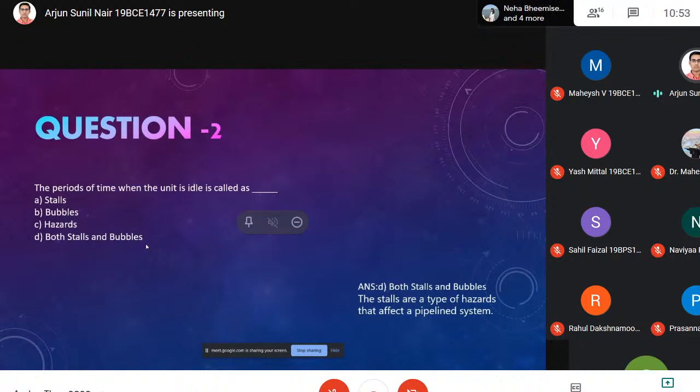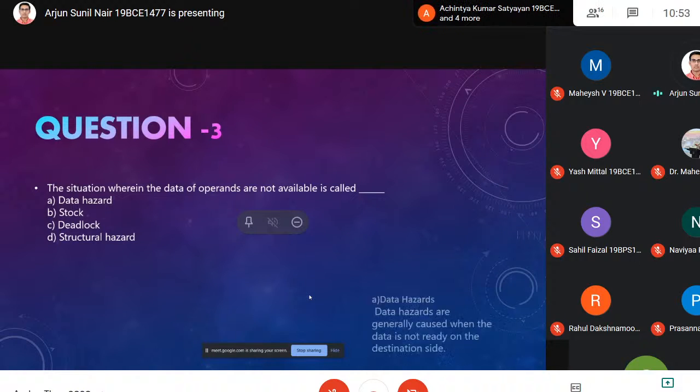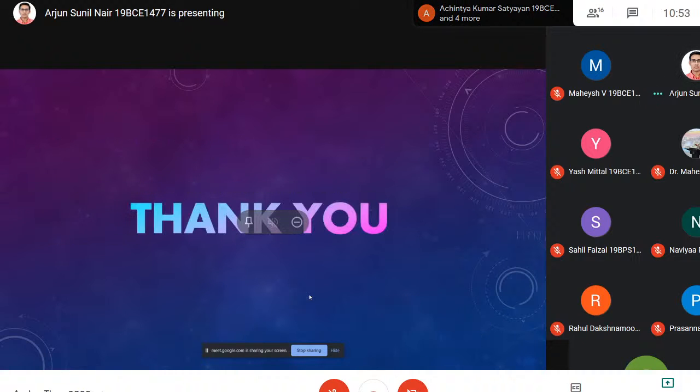The stalls are a type of hazard that affects the pipeline system. Now, question 3 is the situation wherein the data of operands are not available. Basically, when data is not available, it is a data hazard. It's pretty much very simple. That's it for pipelining.